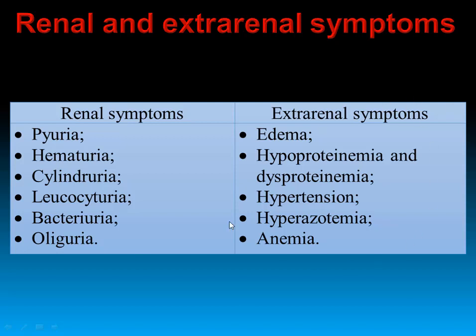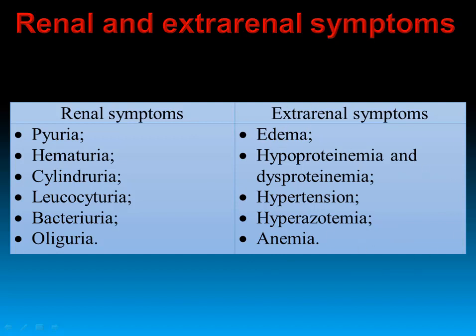Let's discuss extrarenal symptoms. Extrarenal symptoms can be found, as I told, with physical examination or some additional methods of investigation, laboratory studies, but laboratory studies of blood. Renal symptoms can be found with laboratory studies of urine. So, what are extrarenal symptoms?